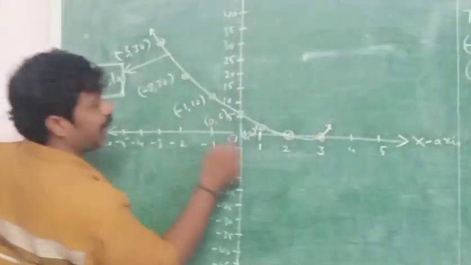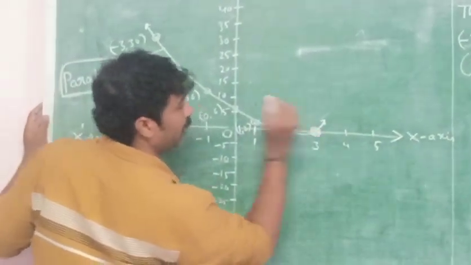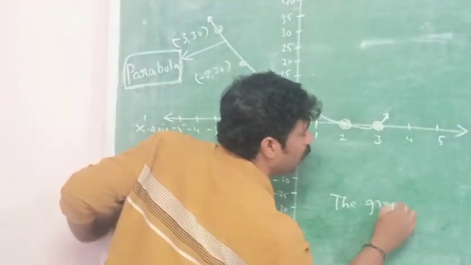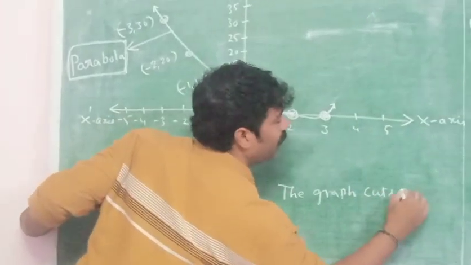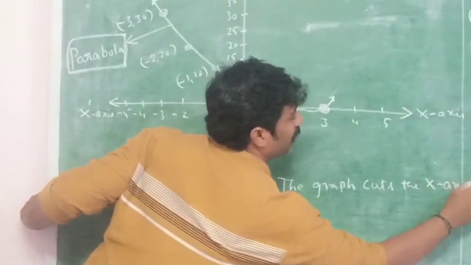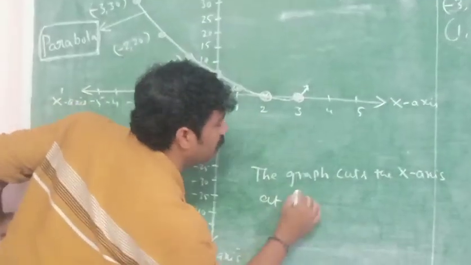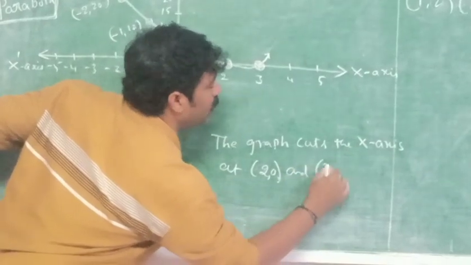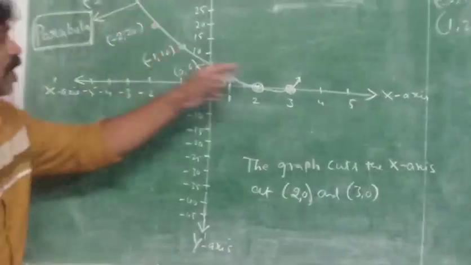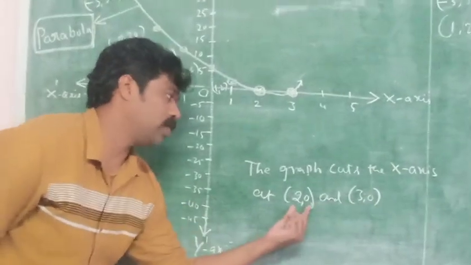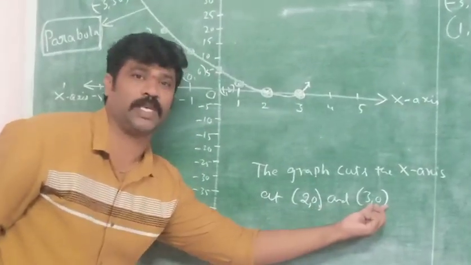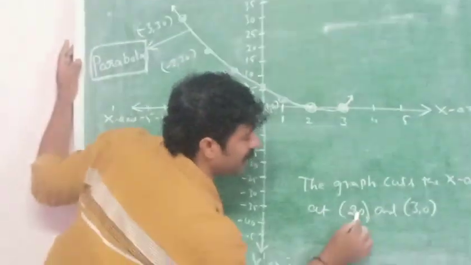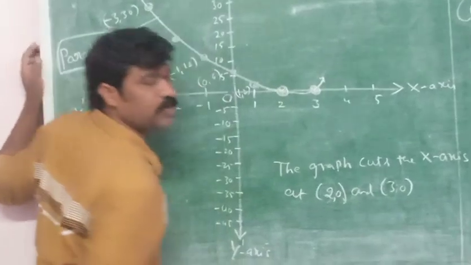Here, this parabola cuts the x-axis at two distinct points. So what are the points? The graph cuts the x-axis at 2, 0 and 3, 0. One is 2, 0, another one is 3, 0. So from this, how to find the zeros? We have to take the x coordinates. In this point the x coordinate is 2.